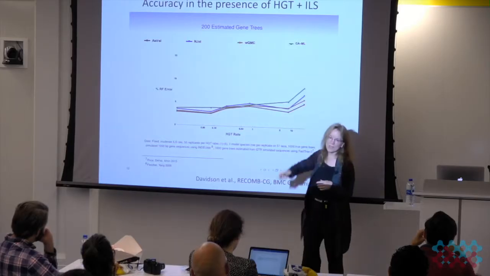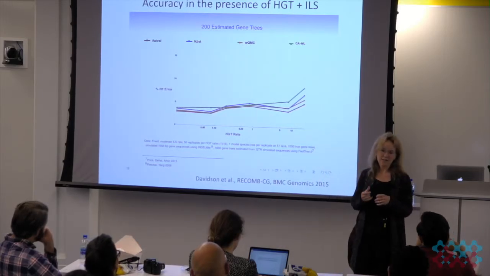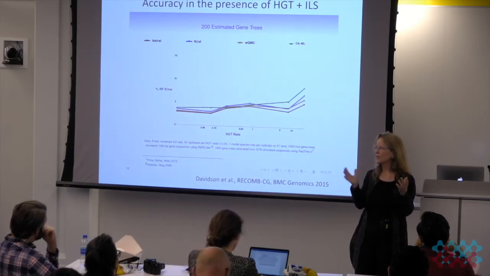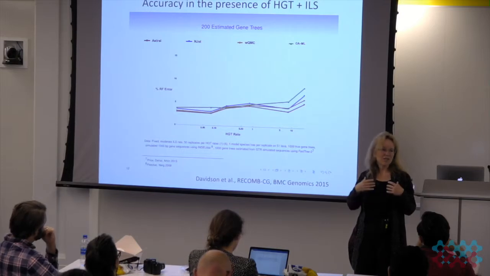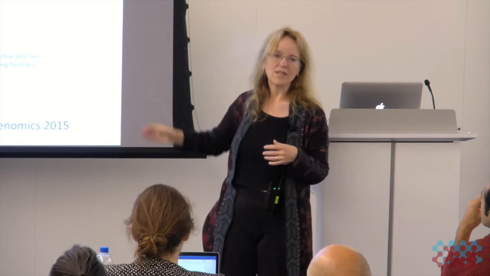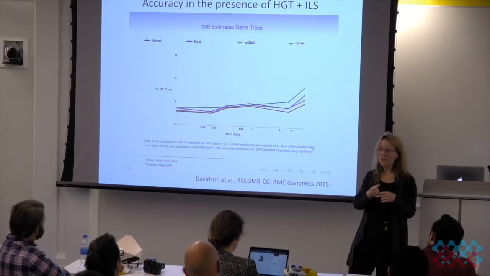The second best method is in orange, weighted quartet max cut. It's also quartet-based, just not as good a heuristic as Astral. So the point was, when your evolutionary process is not tree-like, is there any chance of getting the underlying species tree? Here it shows you can get a pretty good one. Which methods? It turns out the non-parametric methods work well. Astral is non-parametric, and weighted quartet max cut is non-parametric. NJst, which is a distance method, is not as good, and concatenation is not as good. But it's a good question.